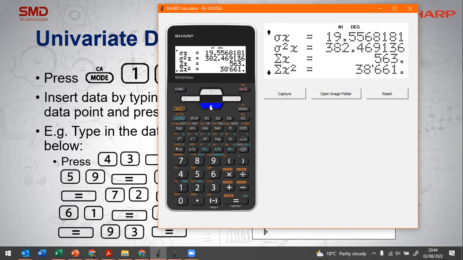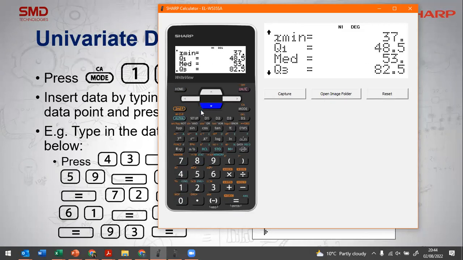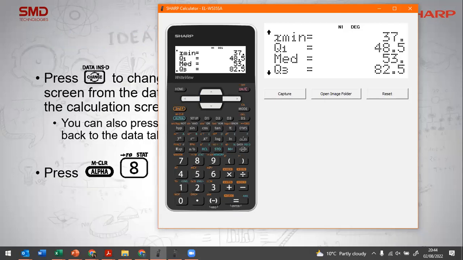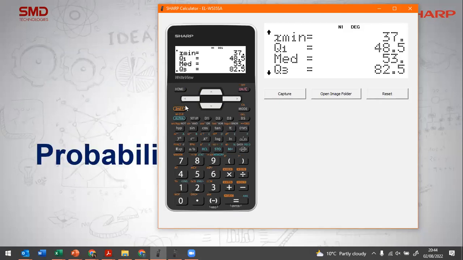So for those of you who want to use this in your teaching, you can just use the calculator's input marks as well and find all of your stats as well, your minimum, median, and maximum, and then of course your quartile 1 and quartile 3 values as well. So it's quite easy and straightforward to do.